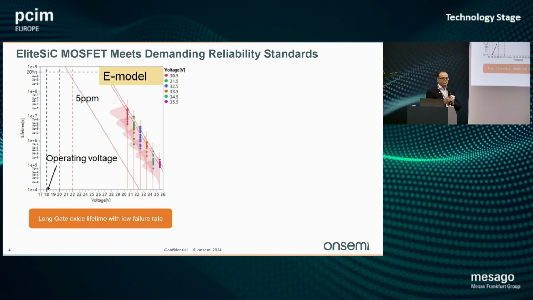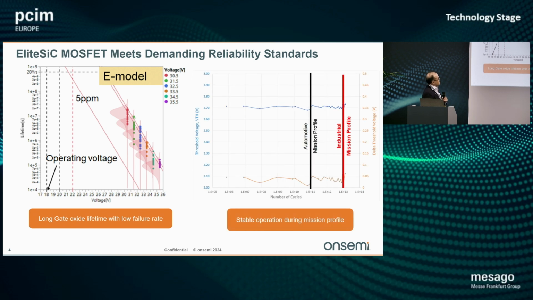But then the next question is, can these devices operate in a very stable manner through the life of these parts? That's the next set of data I'd like to show. This is a test of the stability of the threshold voltage. The threshold voltage is the most sensitive parameter within the MOSFET, so it's going to change much more rapidly than RDS(on), leakage, or other terminal parameters. So we're monitoring the most sensitive parameter.